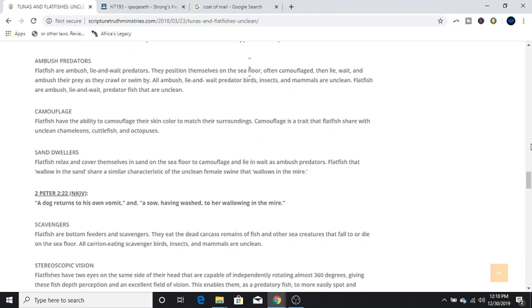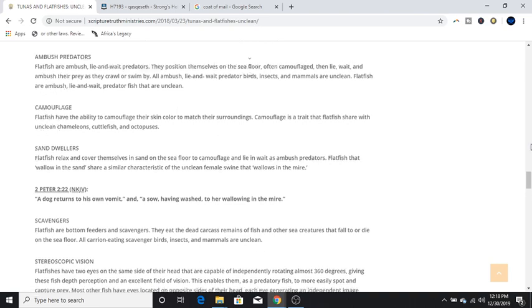Ambush predators. Flatfish are ambush, lie-and-wait predators. They position themselves on the seafloor, often camouflaged, then lie in wait and ambush their prey as they crawl or swim by. All ambush, lie-and-wait predator birds, insects, and mammals are unclean. Flatfish are ambush, lie-and-wait predator fish that are unclean.